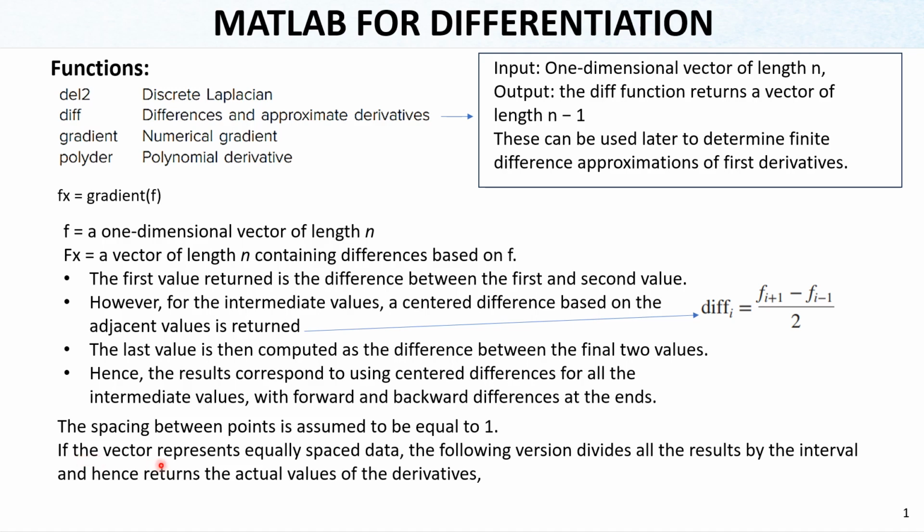If the vector represents equally spaced data, the following version divides all the results by the interval and hence returns the actual values of the derivatives. When you use this gradient f and h, the default h is 1, but when you use h here, then you can decide which spacing between points you are using. You can change it to 0.5, 0.25 easily in this scenario. Let's use these in an example in the following slide.